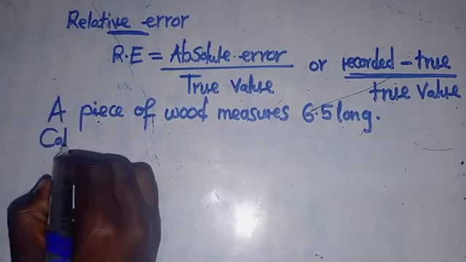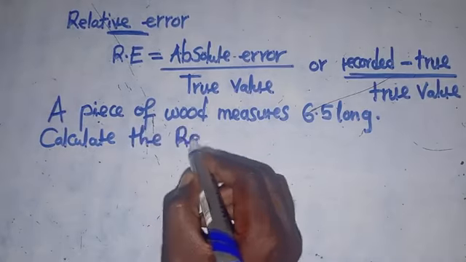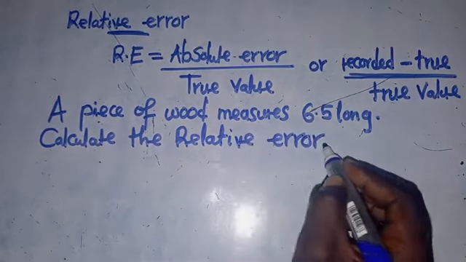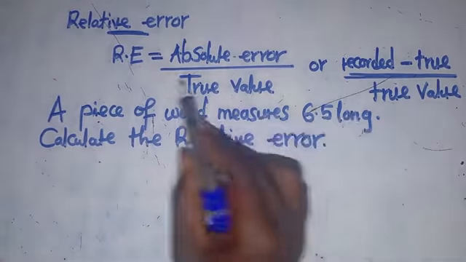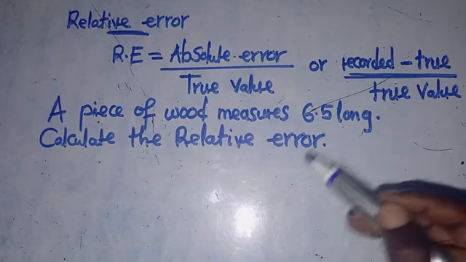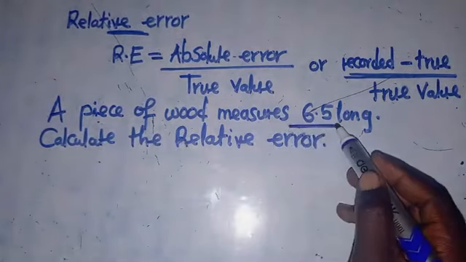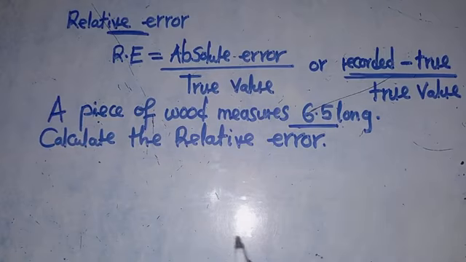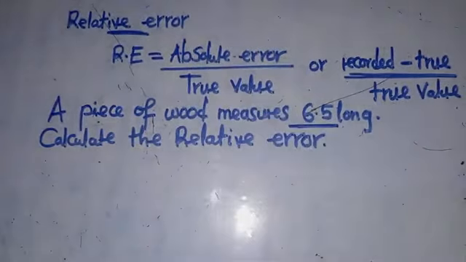Then you are told to calculate the relative error. How do we calculate the relative error? Remember, we are given these two formulas. In this case, we don't have the recorded value. They have just told us that a piece of wood measures like this measurement. So in this case, we are just going to use this particular formula.